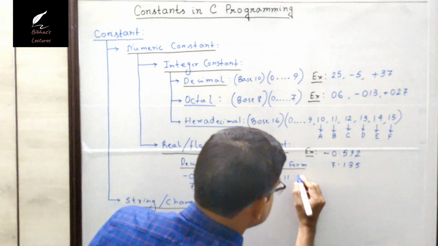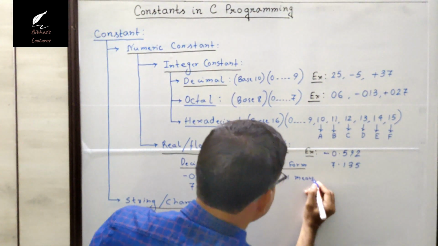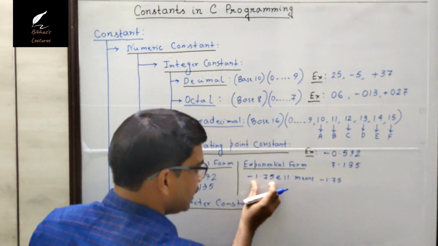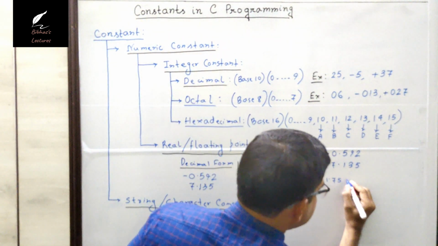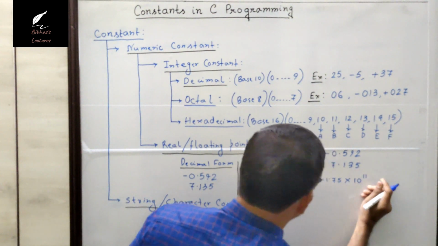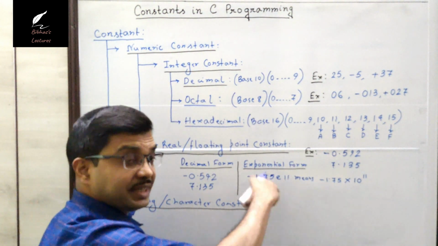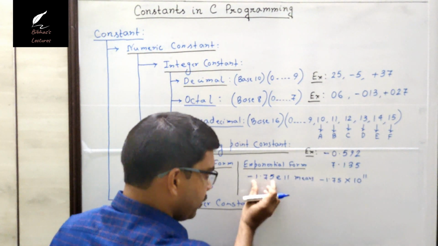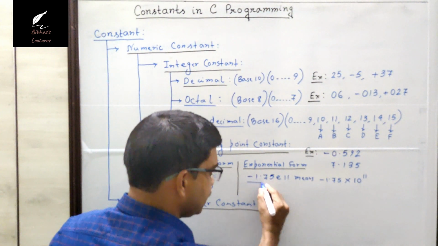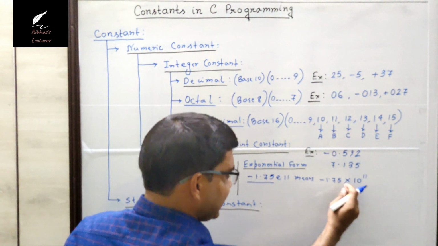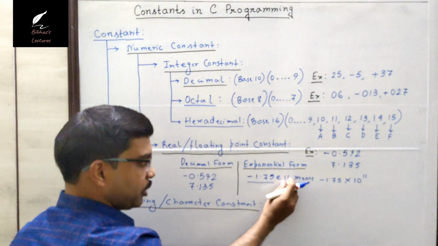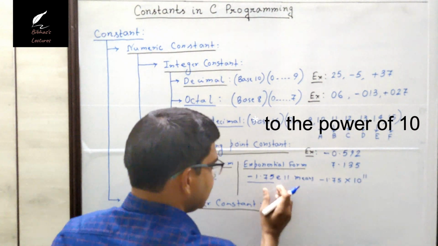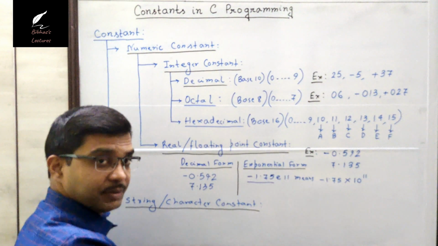Now how can this number be represented? It simply means that it is minus 1.75, this part, and E11 means it is multiplied by 10 to the power 11. So whichever number comes after E, that will be the power of 10. So minus 1.75 E11 simply means minus 1.75, which you write first, then multiplied by 10 to the power 11. Okay, so this is a real number represented in exponential form.